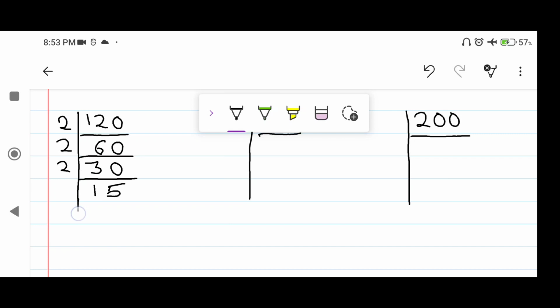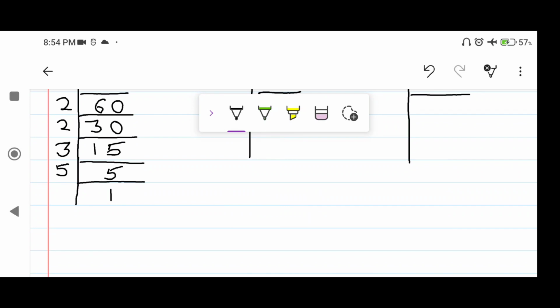Now 15 is not an even number. So we cannot take 2. The next prime number after 2 is 3. And 15 is divisible by 3. So we can take 3 here. So 3 5s are 15. Now 5 doesn't come in the table of 3. So another prime number that we can take here is 5 itself, and 5 ones are 5. So what are the factors of 120?